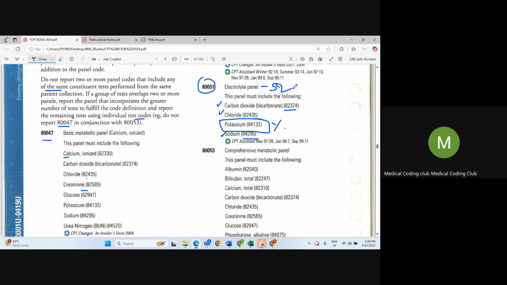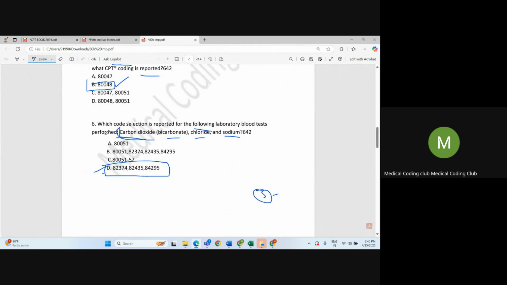So what will you think if you don't know the concept? One test they did not perform, potassium they did not perform, so I can use 52 modifier, saying reduced service. Okay, so this is a wrong concept. Remember, with the panel code, we don't use 51 modifier or 52 modifier. We don't need that modifier here. If they are reducing the panel, then you should code them individually. So for this particular question, option D is correct.